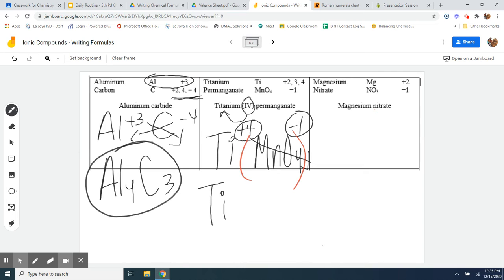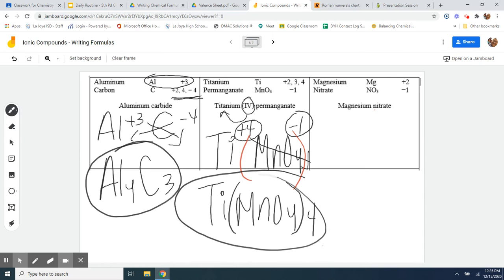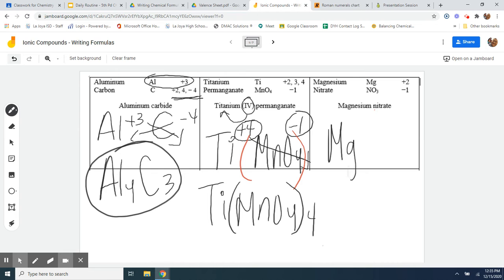Ti, parentheses, MnO4, close the parentheses, and then put the number on the outside, and you're done. Okay? What do you think? One more. Magnesium nitrate. Mg with a +2. Nitrate with a -1. What's going to happen to this guy?